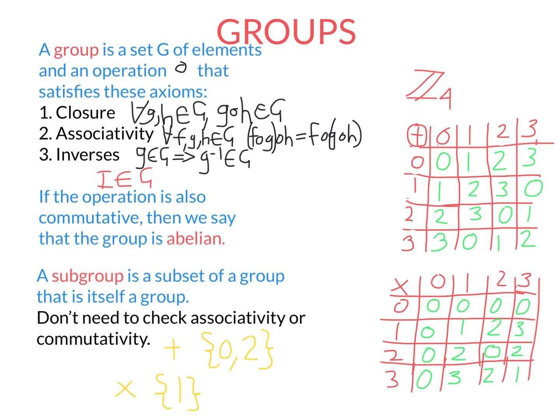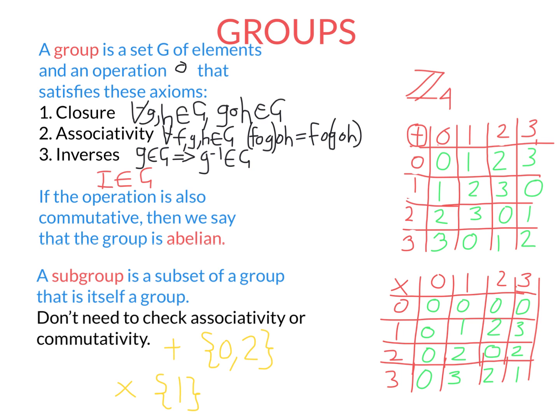Note that when you have a set that forms a group, the operation, be it addition or multiplication, doesn't necessarily need to be commutative. If it is commutative, we call the group abelian. And just note, a subgroup is a subset of a group that is itself a group. So when you're looking for a subgroup, you don't need to check associativity or commutativity. That'll follow from the group itself. You only need to check closure and the existence of inverses.